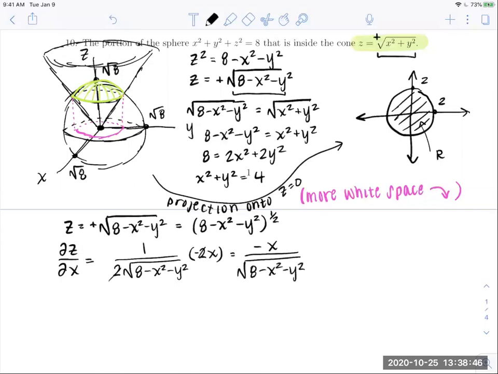By symmetry, we can see that the partial of z with respect to y is going to be almost identical, with the one difference that on top I'm going to have a negative y.